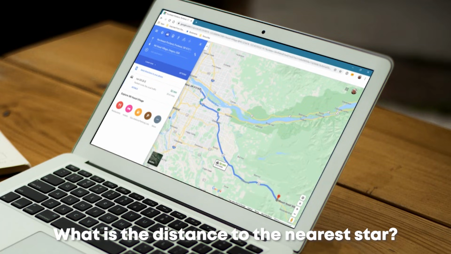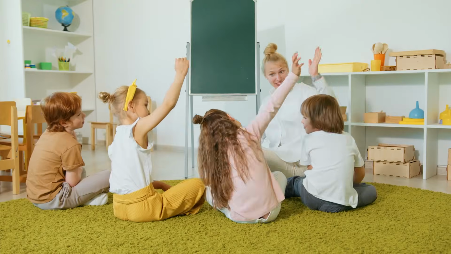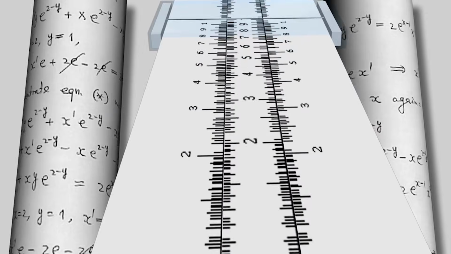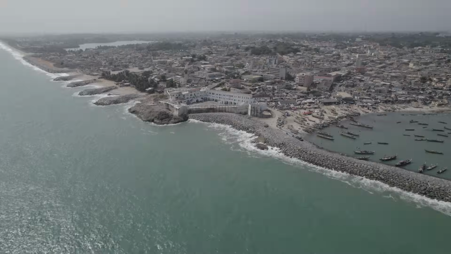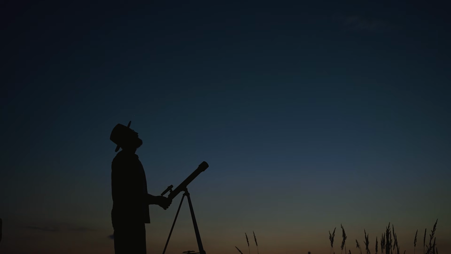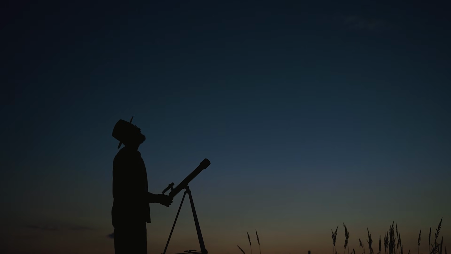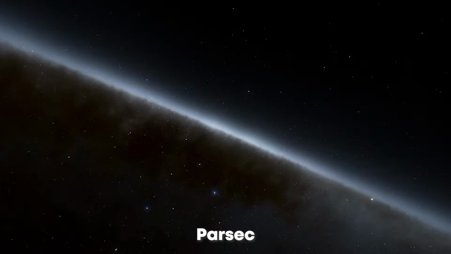What is the distance to the nearest star? The question seems simple enough. We measure distance every day. We know how far it is to the grocery store, to the next city, to the opposite coast. But when astronomers answer this question, they do not give a number in miles or kilometers. They use a unit called the parsec.